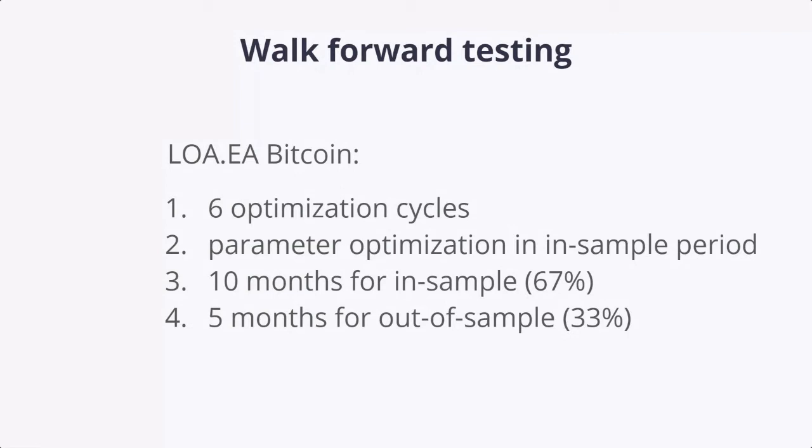And then you do that again. You get optimal settings for the next period, and you test it again. So we did it 6 times, and then you compare each set to the backtest. You're going to get different settings for each of these 6 optimization cycles, and then you want to compare the optimization cycle results to the backtesting results. If there are big differences, then the EA is more vulnerable.